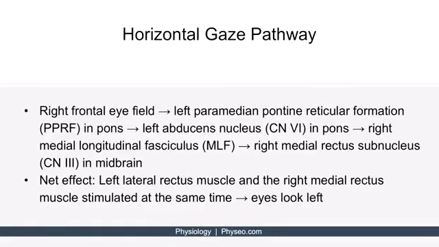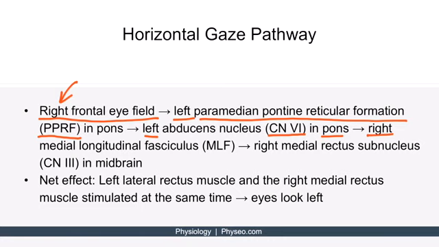So now let's talk about the horizontal gaze pathway for the eyes. The signal starts in the right frontal eye field. We're just using right as an example now, but obviously this would apply for the left frontal eye field as well. From the right frontal eye field, it will decussate to the left paramedian pontine reticular formation, or the PPRF, located in the pons. And then from there, it'll go to the left abducens nucleus, or cranial nerve 6, which is also in the pons. And from there, it'll go to the right medial longitudinal fasciculus, or the MLF.